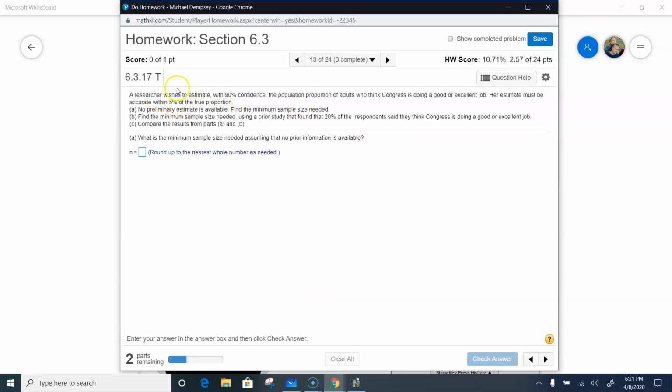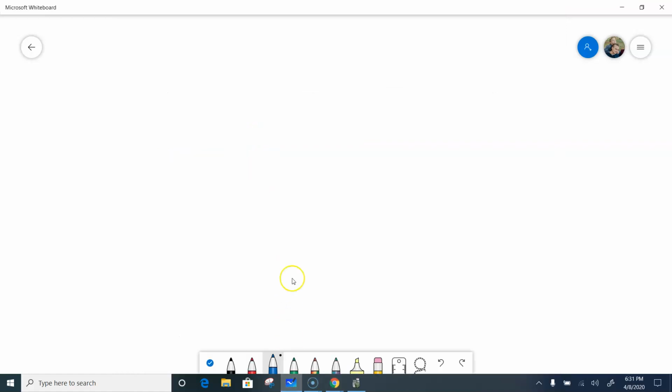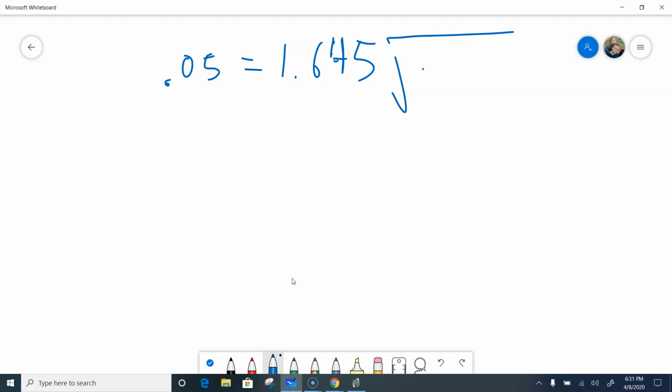She wants her confidence interval, or her margin of error, to be 5%. Okay. First part, it says no preliminary estimate. So let me show you what that looks like. If we have no preliminary estimate, we want the margin of error to be 0.05. We know that z-star is 1.645. If I have no preliminary estimate, then I'm going to just use 0.5. That's going to give me the biggest possible sample size.